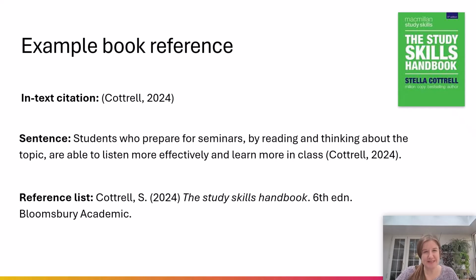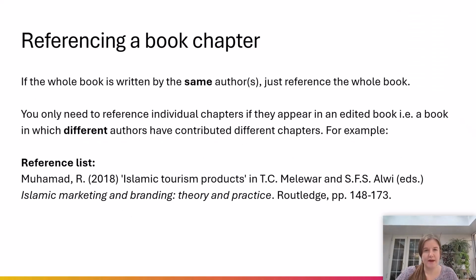Do pay attention to these little details of formatting and punctuation because they make a difference to how easy it is for your reader to be able to identify that this is a reference for a book and not another type of source. If a whole book has been written by the same author or authors, they've written all of the chapters in the book, you should just reference the whole book. You only need one reference in your reference list, even if you're citing different parts of the book throughout your work.